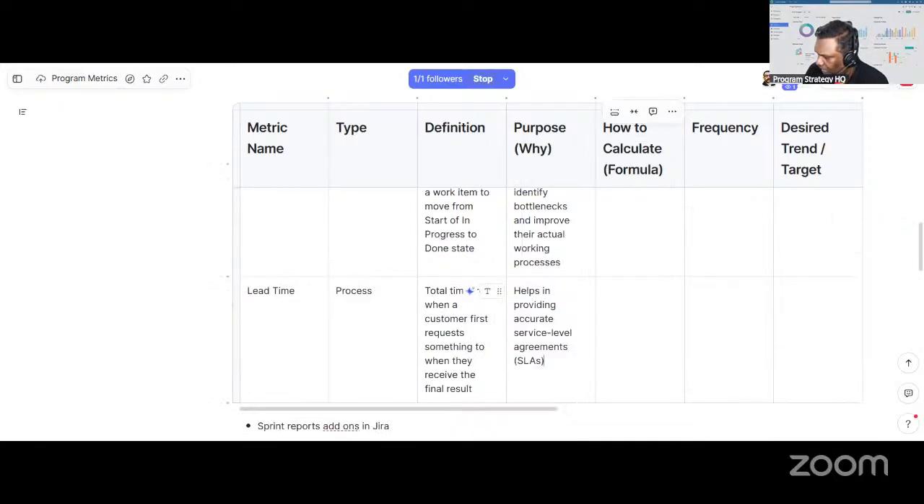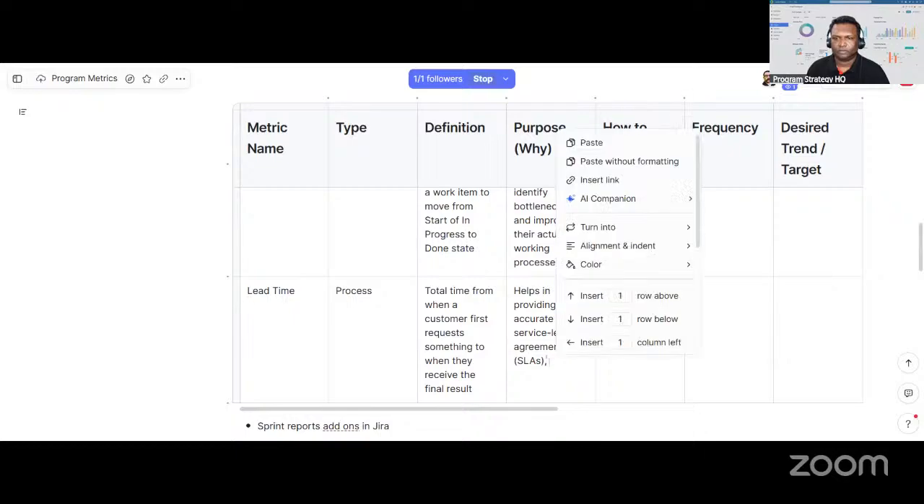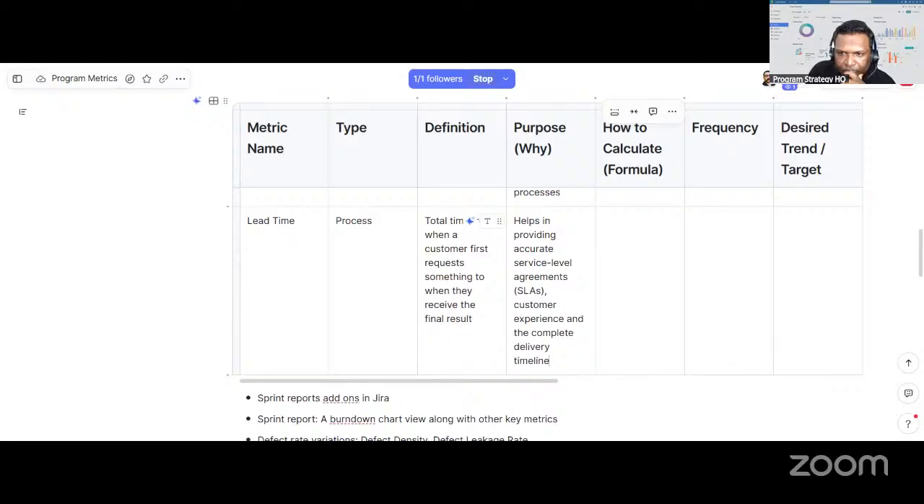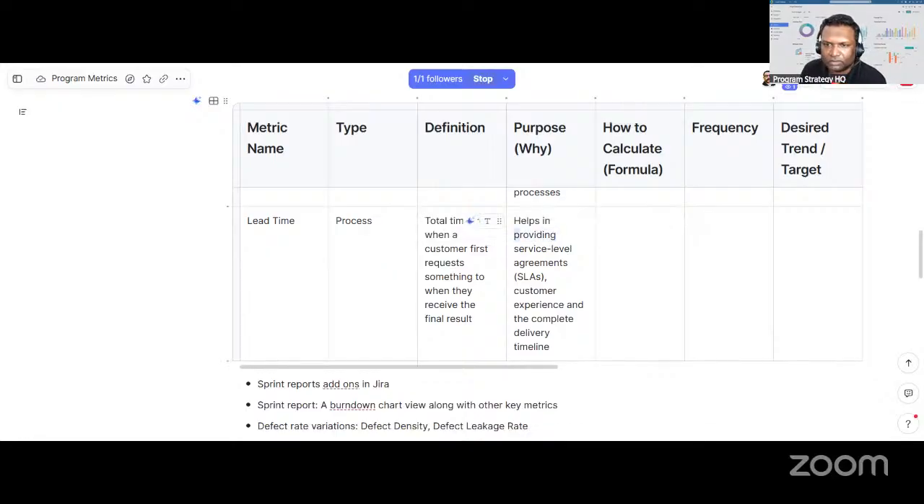Helps in providing accurate service level agreements, customer experience, and complete delivery timeline. Helps in managing SLAs, customer experience, and complete delivery timelines.